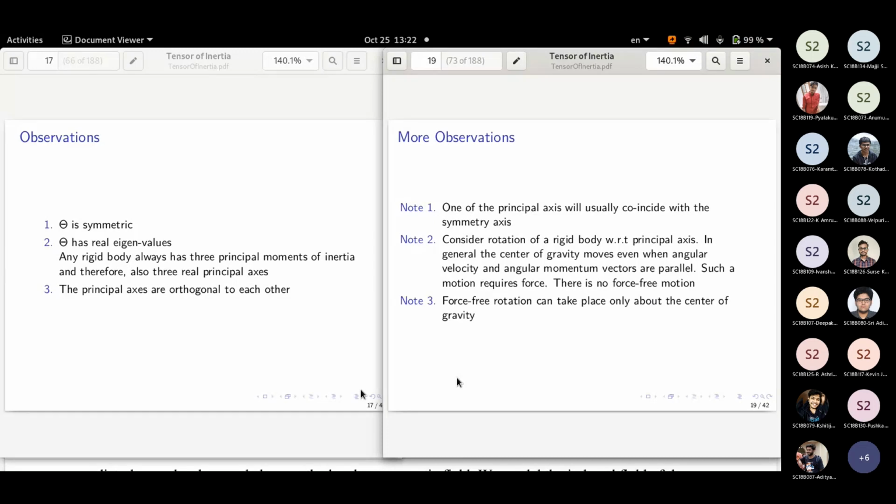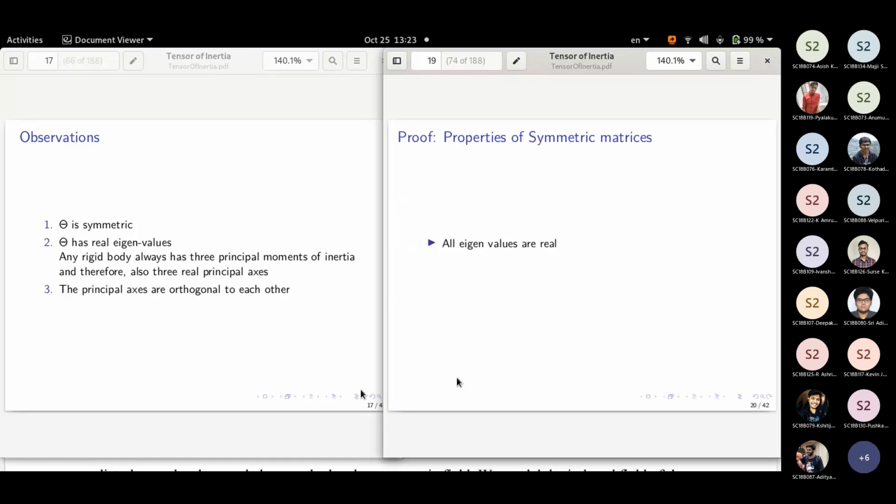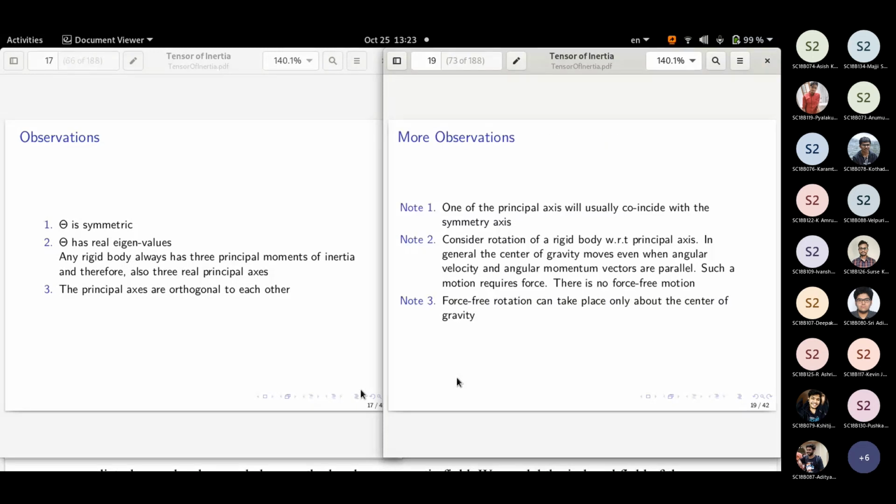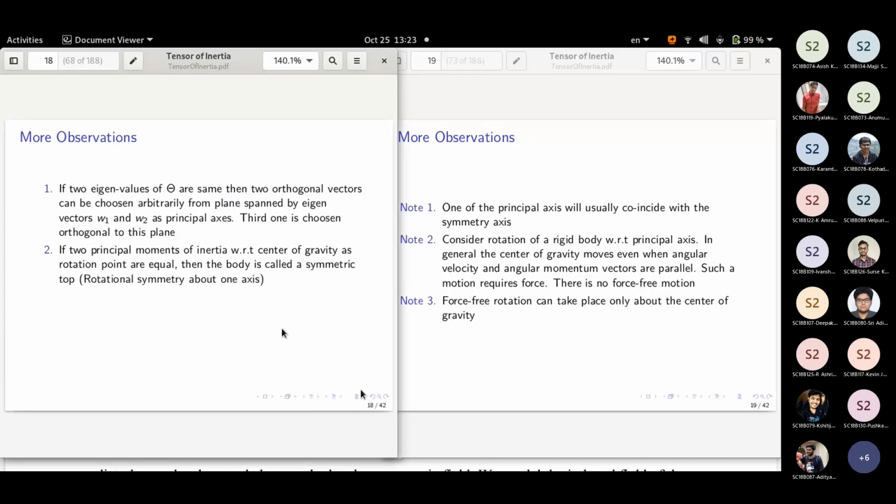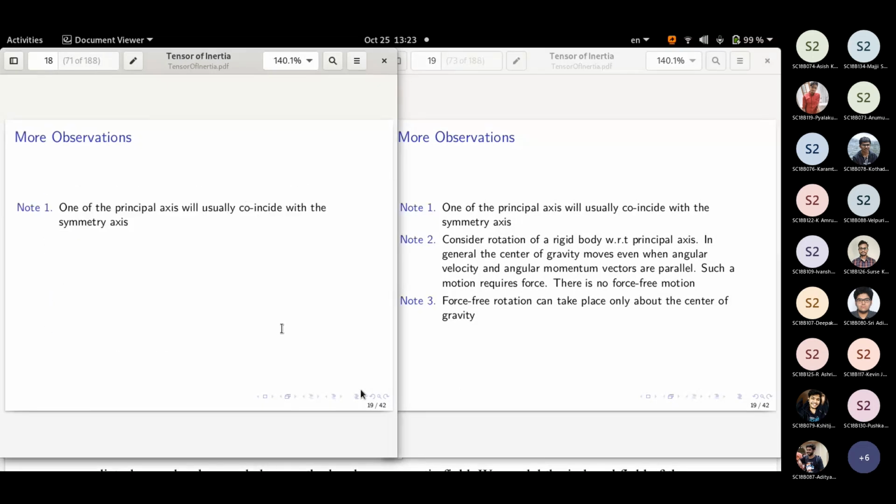For force-free motion, it can take place only along the center of mass. Okay, anyway, you can go back and think about it, and quickly moving on to the proof, which is slightly involved.